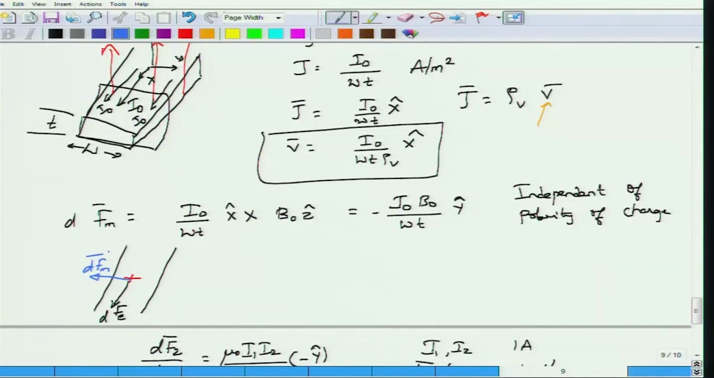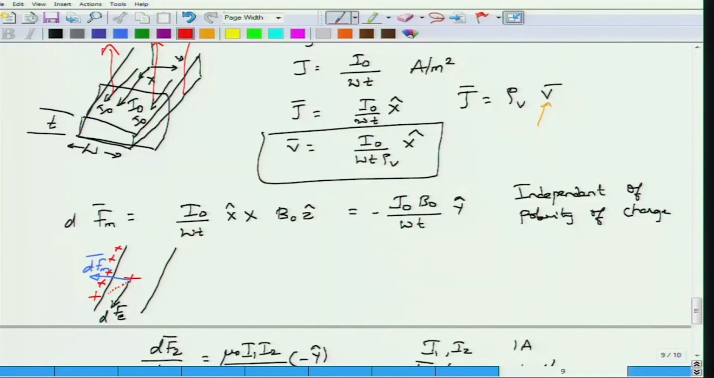What would be the resultant direction? The resultant direction for this charge carrier will be midway between dFe and dFm, and it would actually push the charge to the edge of this bar. So you can have charges anywhere over here, and these charges would be pushed to the edges and essentially line up on this left edge.